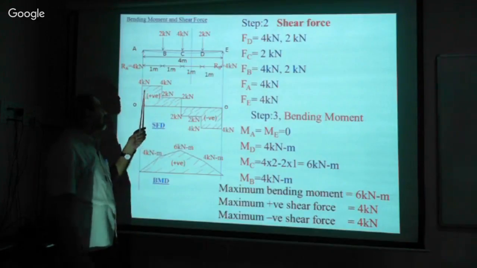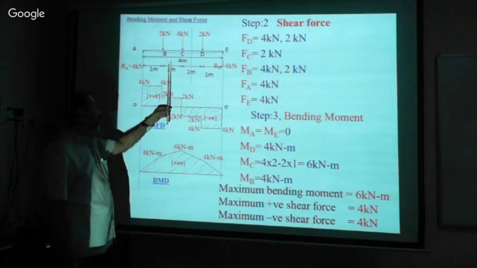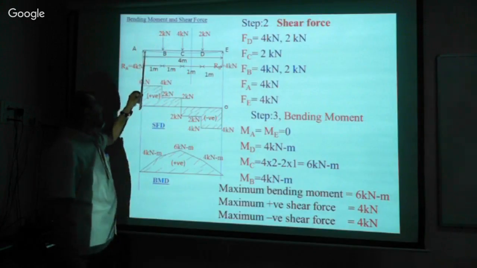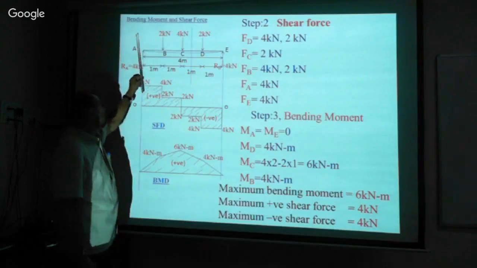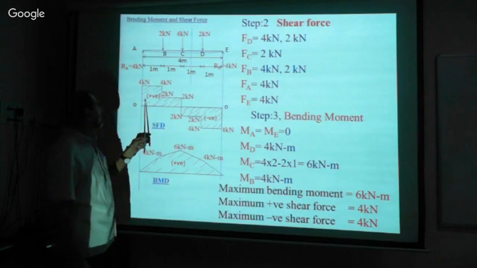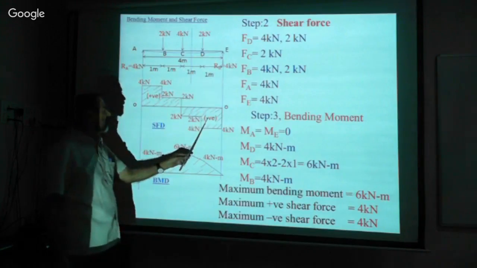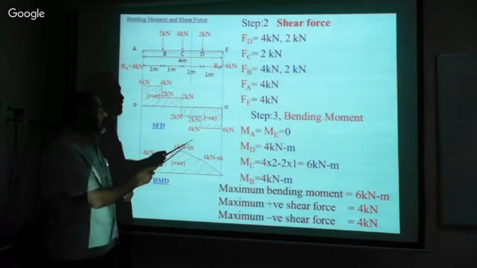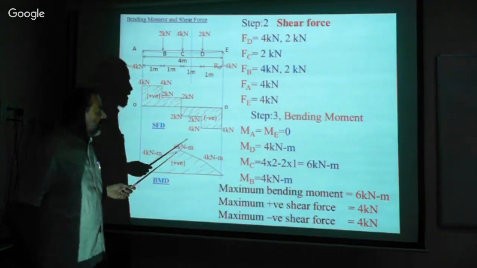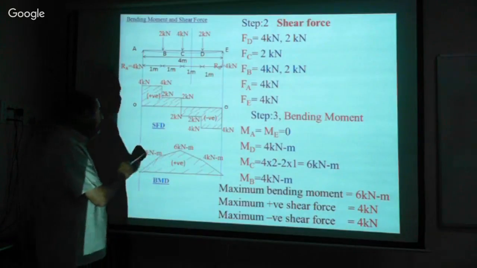Now, this shows the variation of shear force across the beam. According to our same convention, left upward, if you consider this left side upward, or right side downward force, it is positive. And here, if you consider this side, now it is negative shear force. Now this completes the shear force diagram, isn't it?